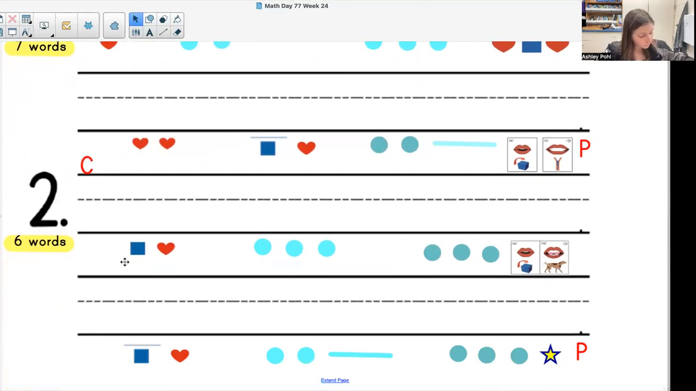Sentence number 2 has 6 words. My mom fixed the tall gate. Let's go ahead and start with my. Remember, it needs to be a capital letter at the beginning of your sentence. Remember, there is no I in the word my, but I rhymes with the other letter that is actually in my. My mom. So you know how to spell my, you know how to spell mom.